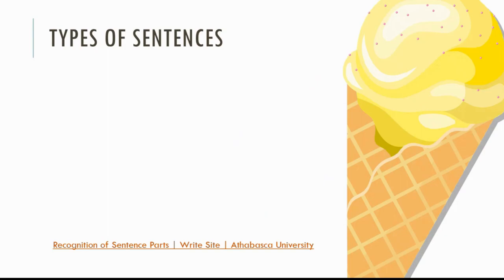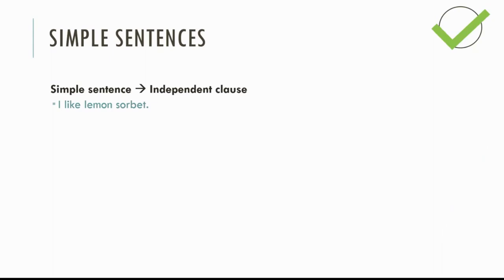So to build on that, let's talk about types of sentences. Now, I've given a little check mark here just because simple sentences are a really good place to start. If you find that you have a lot of sentence errors, dialing it back and just using simple sentences to start can be a really good building block to begin. So a simple sentence is one independent clause, like, I like lemon sorbet.